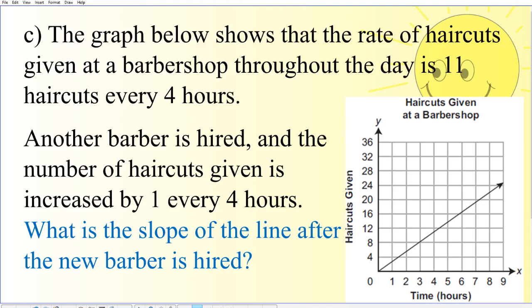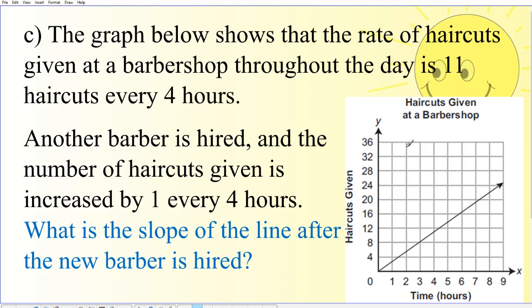Letter C. The graph below shows that the rate of haircuts given at a barbershop through the day is 11 haircuts every 4 hours. Another barber is hired, and the number of haircuts is increased by 1 every 4 hours. What is the slope of the line after the new barber is hired? So you have the little graph on your paper and the information I have here. I want you to see if you can solve this.